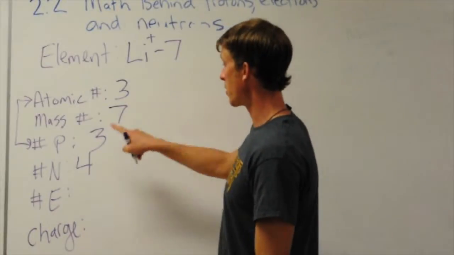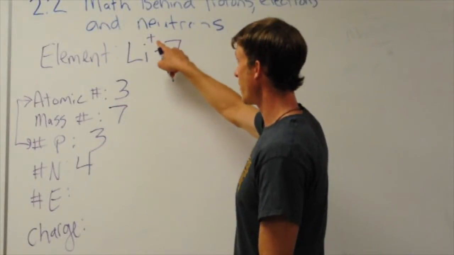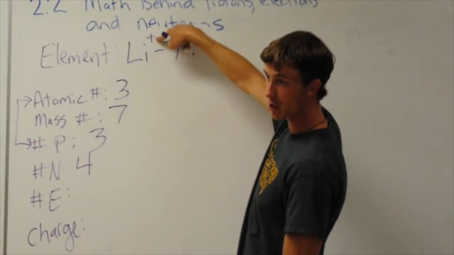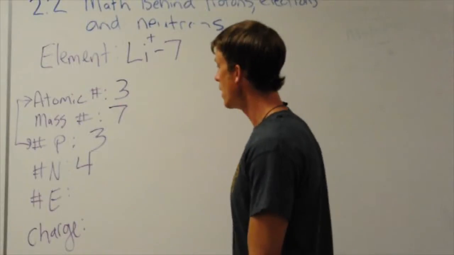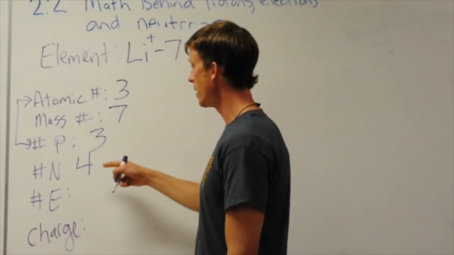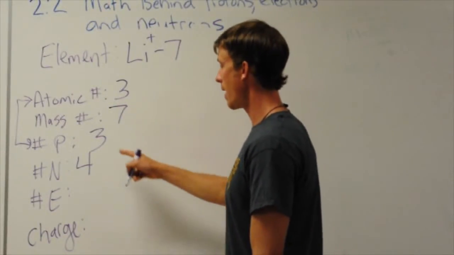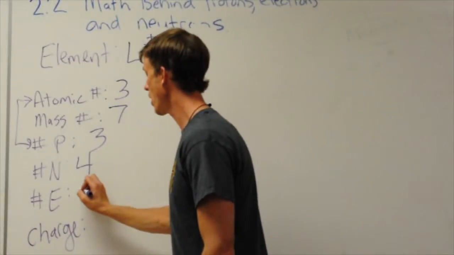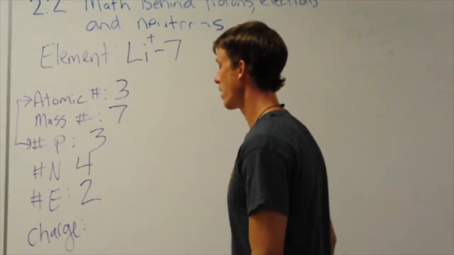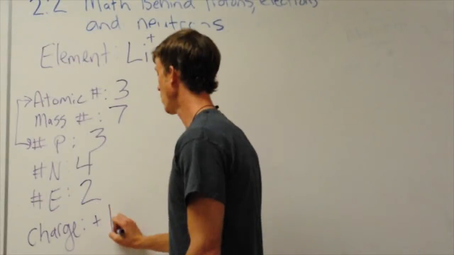Electrons would be, remember, it's protons minus electrons. I have a positive 1. Imagine that's just a 1 since it just has a positive. So I know that has 1 less electron than it has protons, because these are positively charged. So I have 2 electrons, and the charge is plus 1.